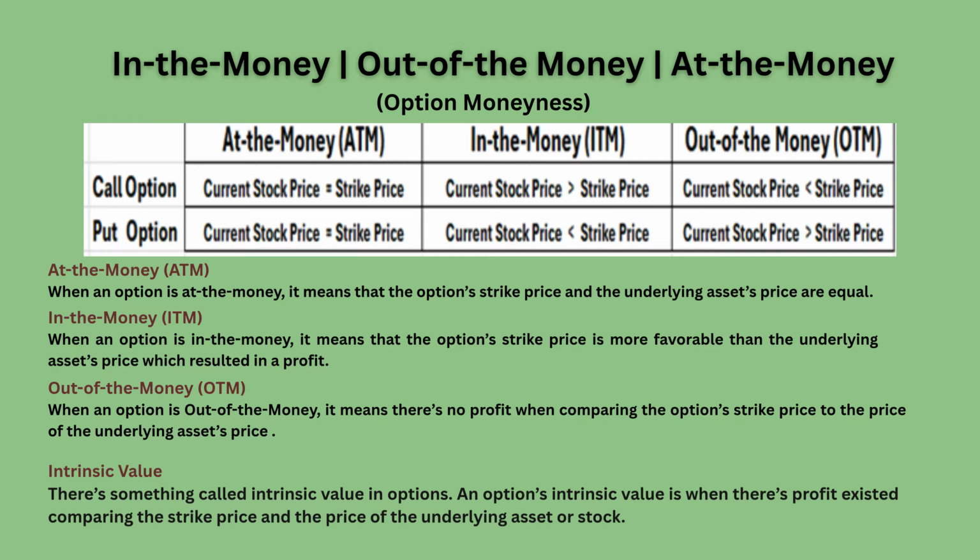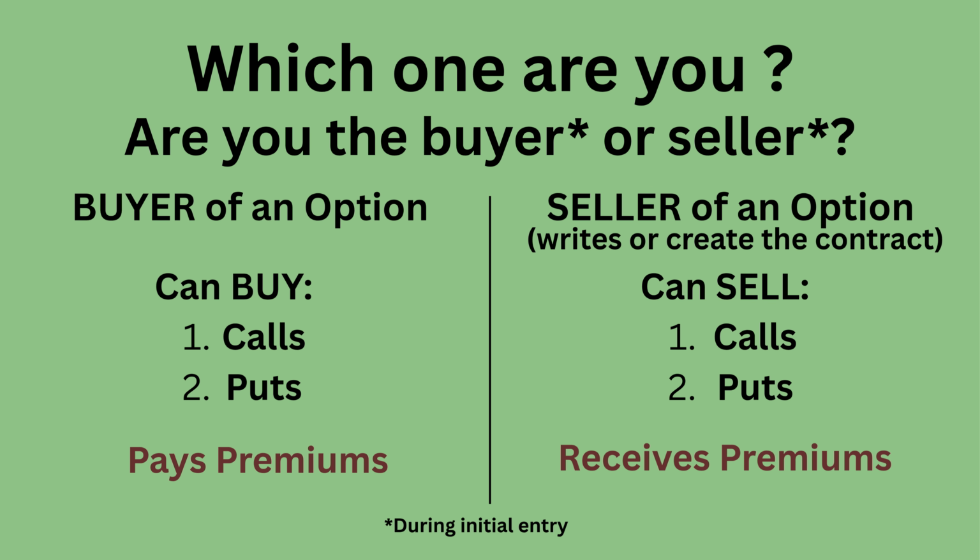There's something called intrinsic value in options. An option's intrinsic value exists when there's profit comparing the strike price and the price of the underlying asset or stock. To understand options, you need to first determine if you're going to be a buyer of an option contract or the seller of an option contract. Many people find options confusing because they only focus on calls and puts. But the important thing to understand is which side of the transaction you are, because buyers and sellers of an option have different risk and reward profiles. So which one are you?